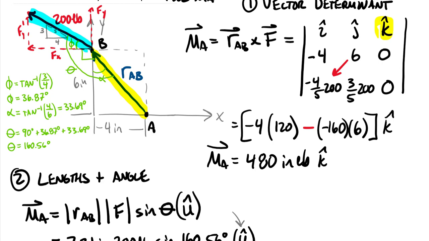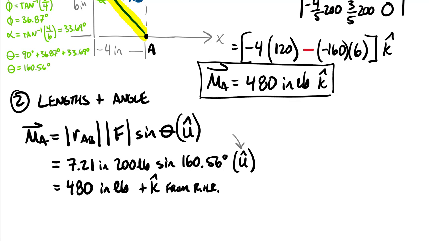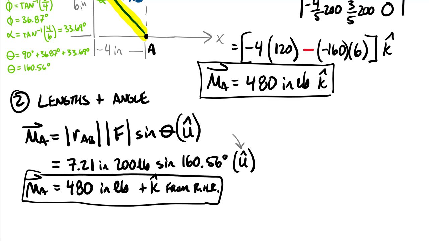But if we slide our fingers along AB, we have to turn our hand so our thumb is up in order to curl our fingers around to the left. And so your thumb should come out of the screen, and we get a positive k-hat from the right-hand rule. Okay, so we can write that here as a positive k-hat from the right-hand rule. Okay, so same value for technique one as technique two. Just a different pathway to get there.